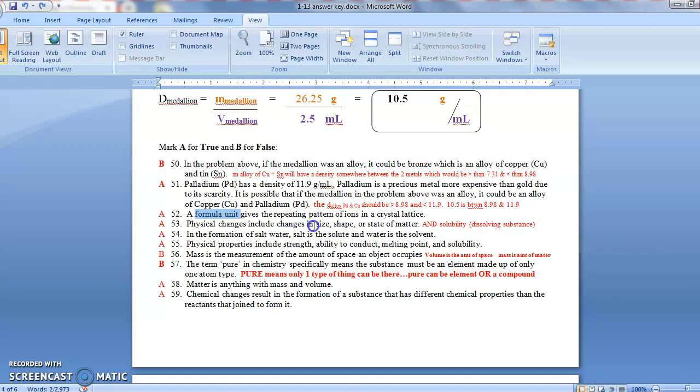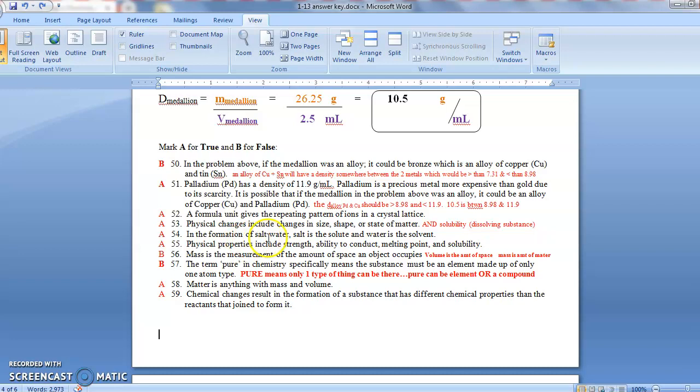Physical changes, the 4 S's. Size is one of them. Shape is one of them. State of matter is one of them. And is it soluble? Solubility is one of them. How well it dissolves in something else. Yes, those are all physical changes.